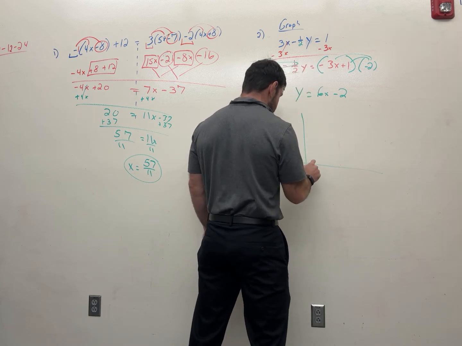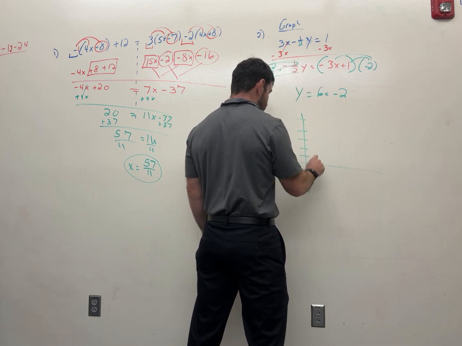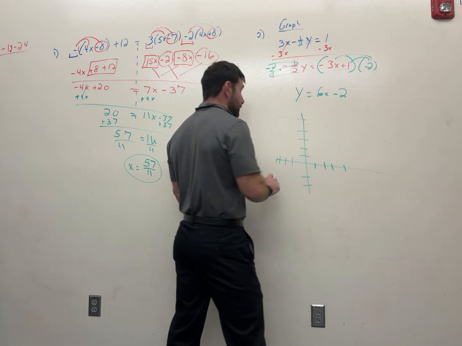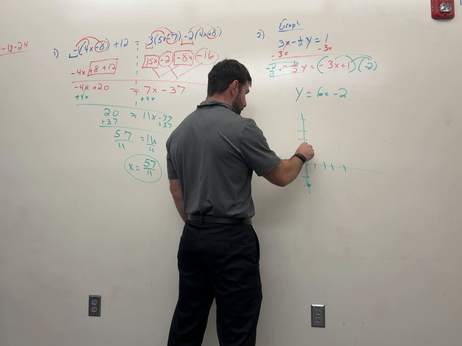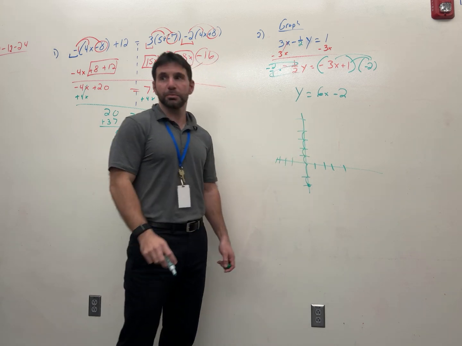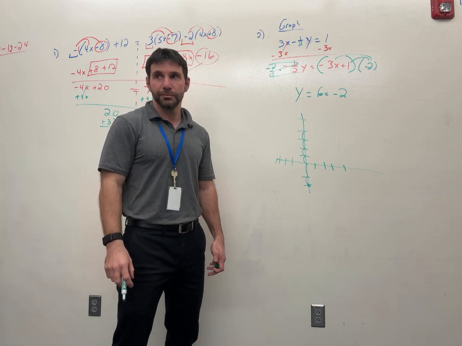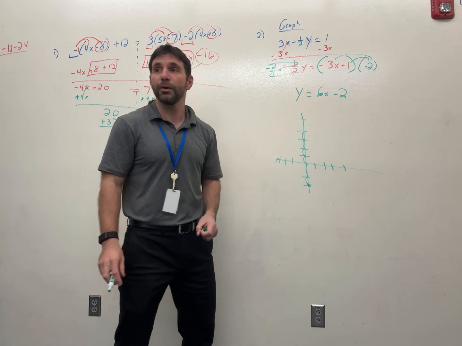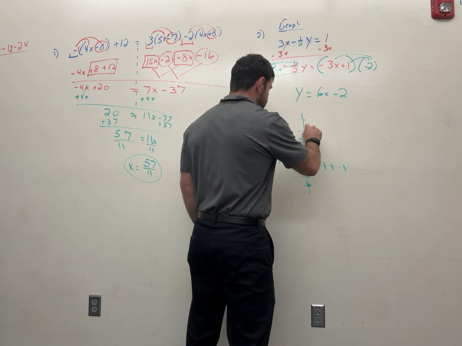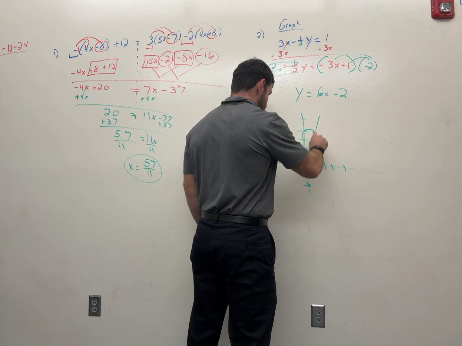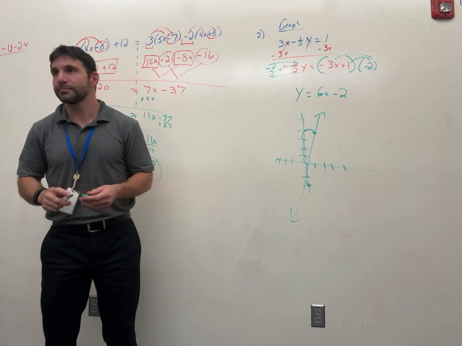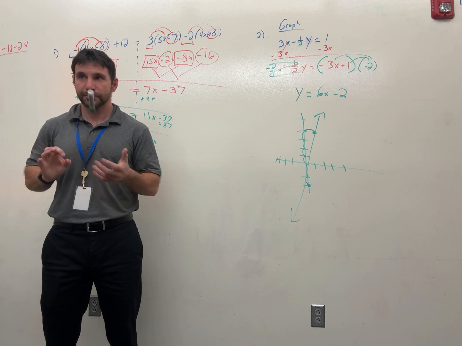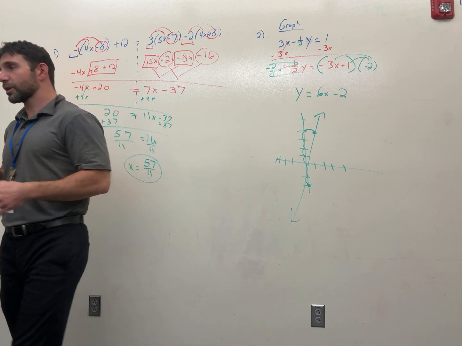Now graph it: -2. Up 1, 2, 3, 4, 5, 6. Can I just put a point there? No, because my slope is 6 divided by what? Over 1. I completely missed that point, but you get the idea. Questions?